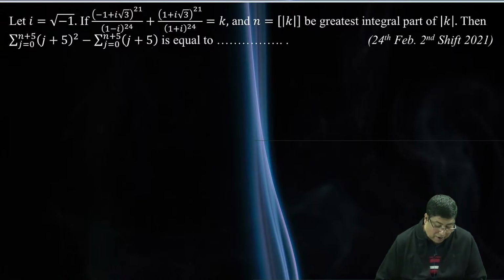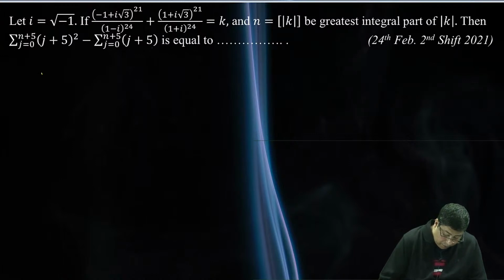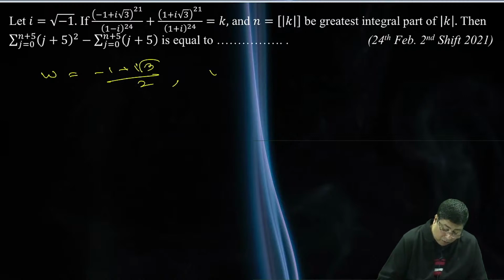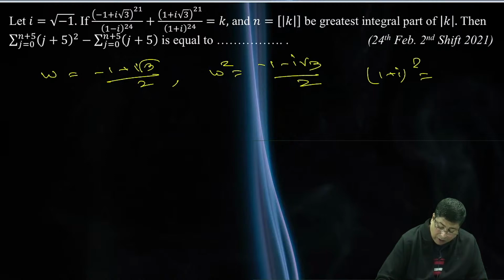Therefore, we can write this as, let us solve this. We have to express this in terms of omega. I am writing here omega equal to minus 1 plus i root 3 by 2, and omega square, we know, is minus 1 minus i root 3 by 2. And (1 plus i) whole square equals 2i and (1 minus i) whole square equals minus 2i.